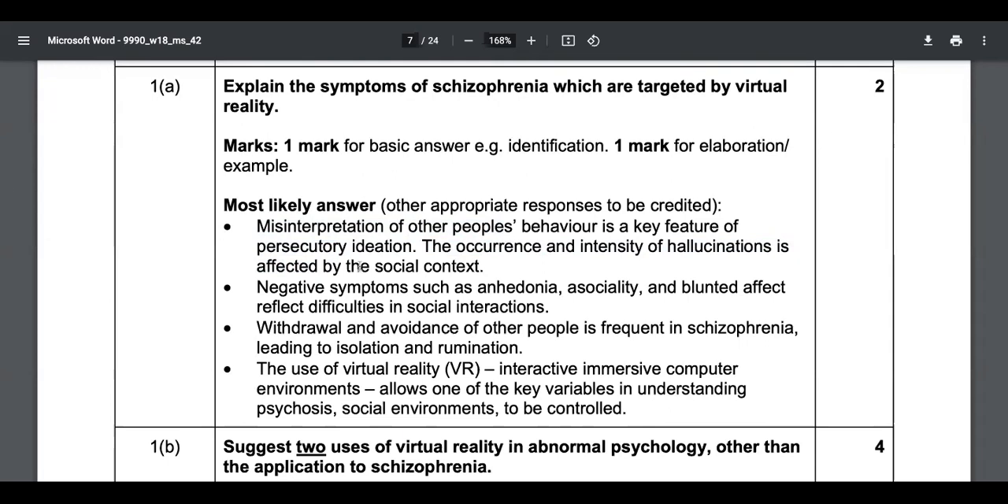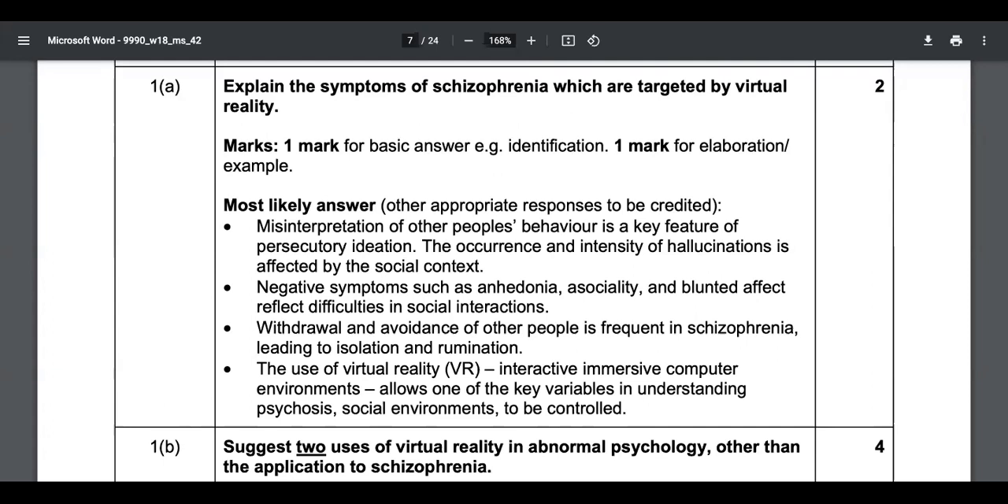So again, because this is talking about symptoms of schizophrenia, you can use each symptom and relate it to virtual reality. Now you're using negative symptoms and relating them to virtual reality by saying they reflect difficulties in social interactions. Withdrawal and avoidance of other people is frequent in schizophrenia. That's your symptom, and now you relate it to virtual reality, leading to isolation and rumination. The last one: the use of virtual reality, interactive immersive computer environments, allows one of the key variables in understanding psychosis and social environments to be controlled.